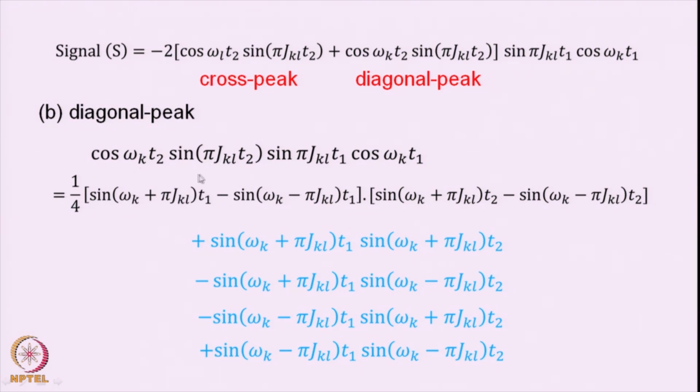Now you split them out in the same manner as before, then I get the same 4 terms at frequencies omega k plus pi J kl along F1, omega k plus pi J kl along F2; omega k plus pi J kl along F1, omega k minus pi J kl along F2; omega k minus pi J kl along F1, omega k plus pi J kl along F2; and omega k minus pi J kl along F1, omega k minus pi J kl along F2. Notice these are all diagonal components, therefore I have omega k in all of them. Once again all of them are sine terms.